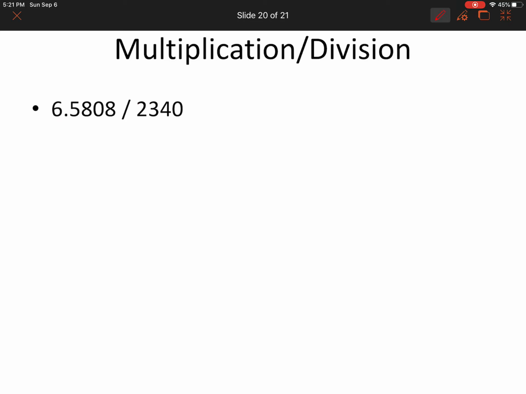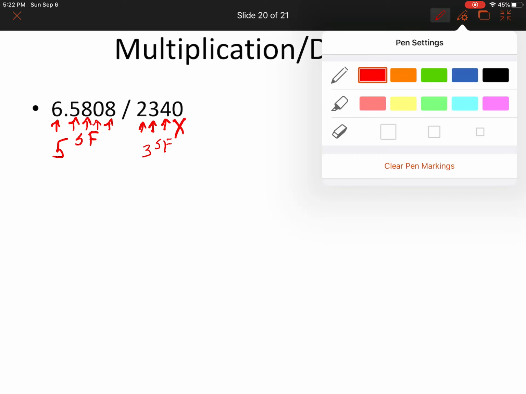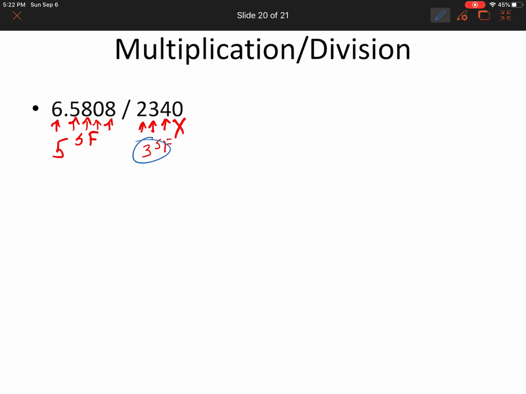All right, so this one has 6.5808, so I know that all of my non-zero numbers are significant. So that 0 is in between significant digits, so it's significant too. So this one has 5 significant figures. Over here, 2, 3, and 4 are good, but there's nothing marking the 0 on this last bit, so that 0 is a placeholder. So this one actually only has 3 significant figures. So my answer should have 3, not 5.